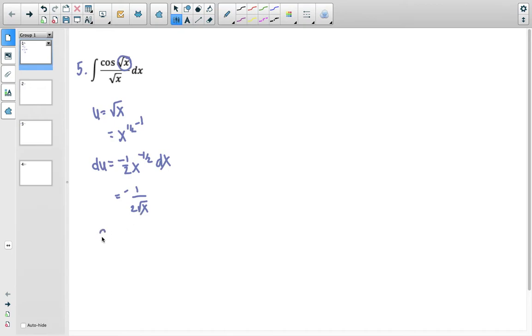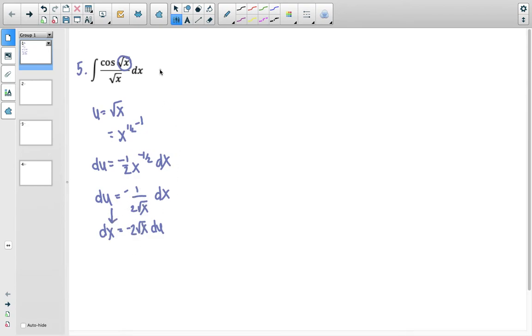And then you have to solve for dx. So to solve for dx, you would multiply by the reciprocal over. So it ends up being 2 square root of x du. And that right there is just me doing it in my head. You can totally figure this out. Okay, so basically I end up taking this and solving for dx. So I just multiply by the reciprocal.